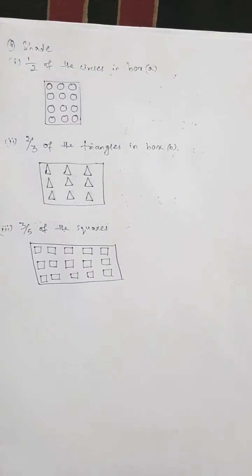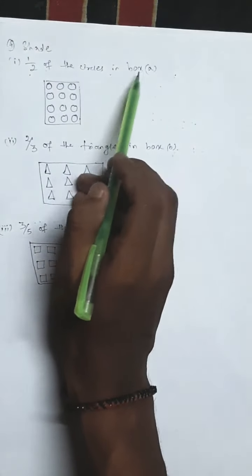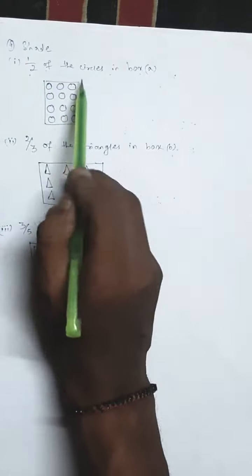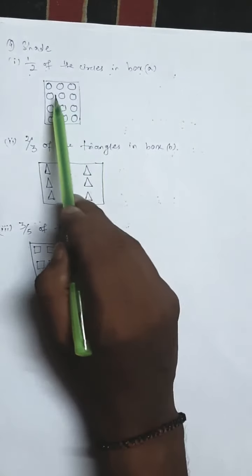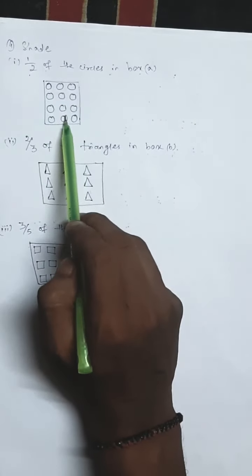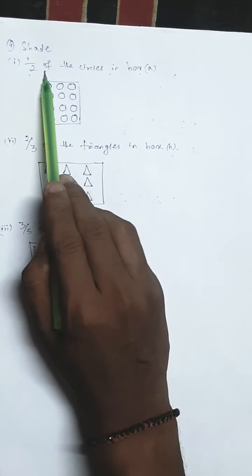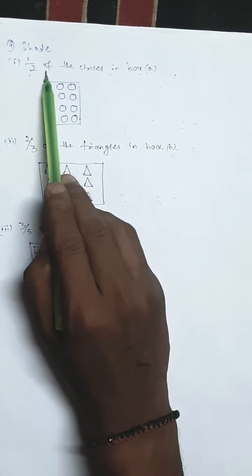Now come to your number 4. It asks us to set. The first bit is 1 by 2 of the circles in the box. First we have to find how many circles are there. There are 12 circles here. Of means multiplication or into.